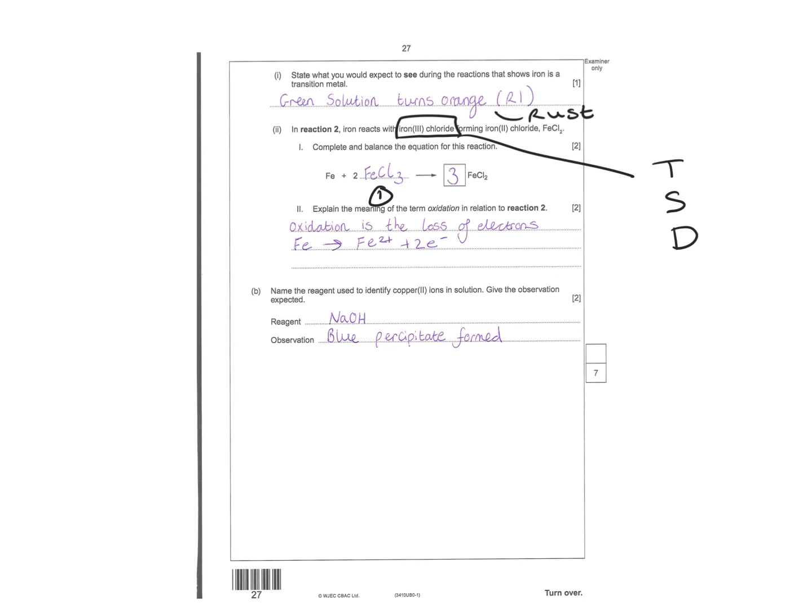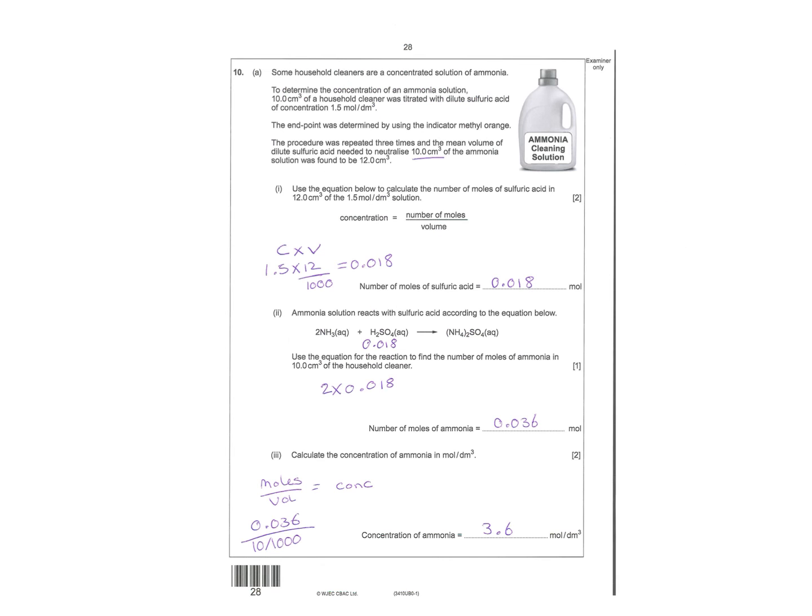Explain the meaning of the term oxidation in relation to reaction 2. Oxidation is the loss of electrons, and then I've given you a little bit of an equation to show that it's losing electrons. It's lost 2 electrons. Name the reagent to identify copper ions. I would use sodium hydroxide. And a blue precipitate should form.